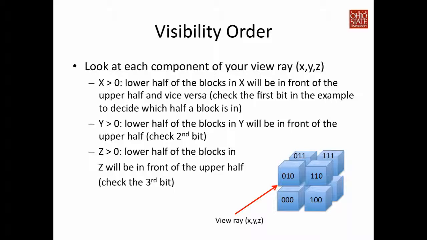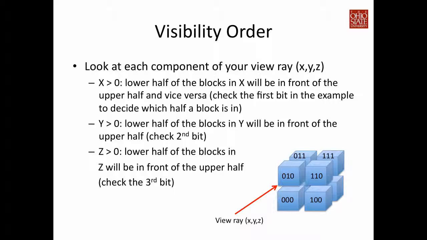Let's take X as an example. If you find the x value of your view direction is greater than 0, then you know the ray is going from the lower half of the x coordinates to the upper half of the x coordinates. In other words, the lower half of the blocks in the x direction is going to be in front of the upper half of the blocks.